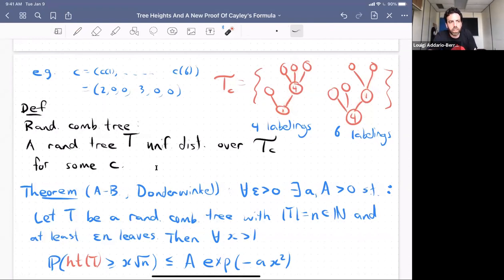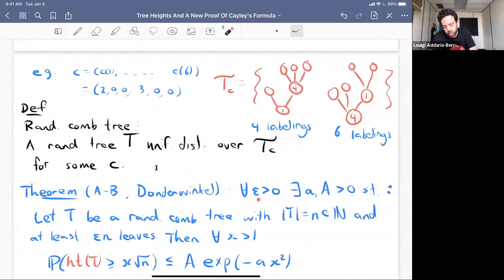And then the first question was whether the definition of the law of T depends on C. That's right. So I'm saying this bound holds uniformly over any law which is a uniform sample from some combinatorial tree.